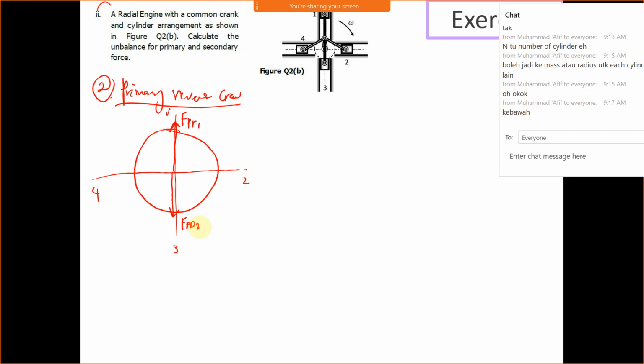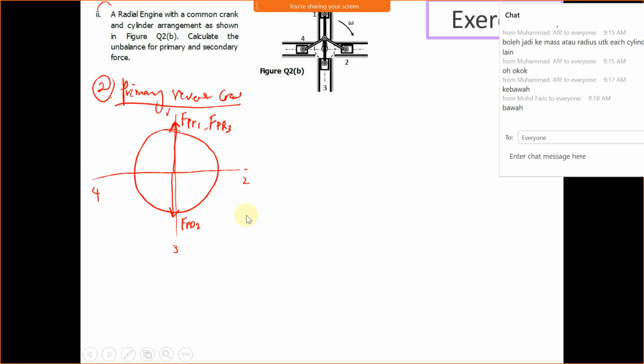Okay. And then, for number 3. Number 3 is mirror from cylinder line number 3 from FPD number 3. FPD number 3 is upward. So, mirror from cylinder number 3, direction is same upward lah. FPR number 3. And last one, FPR number 4. Macam mana nak tentukan? Should be mirror from cylinder line number 4 to the FPD number 4. So, should be downward. So, this is FPR number 4.